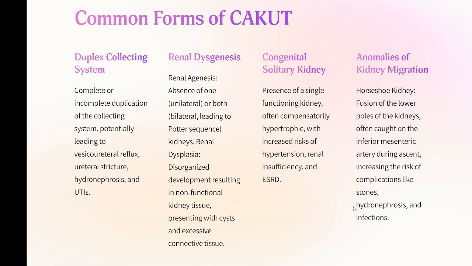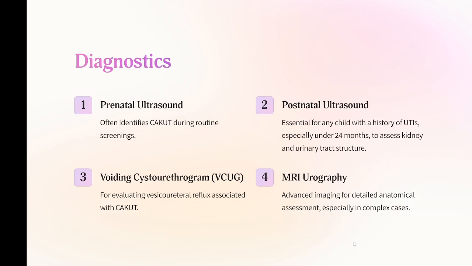Renal dysplasia: disorganized development resulting in non-functional kidney tissue presenting with cysts and excessive connective tissue. 3. Congenital solitary kidney: presence of a single functioning kidney, often compensatorily hypertrophic with increased risks of hypertension, renal insufficiency, and ESRD. Anomalies of kidney migration: horseshoe kidney, fusion of the lower poles of the kidneys, often caught on the inferior mesenteric artery during ascent, increasing the risk of complications like stones, hydronephrosis, and infections.